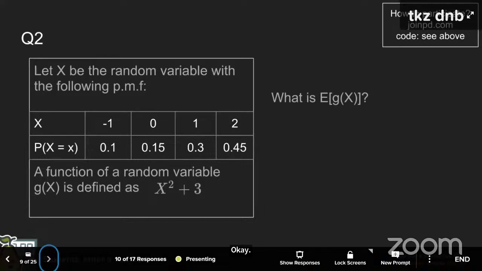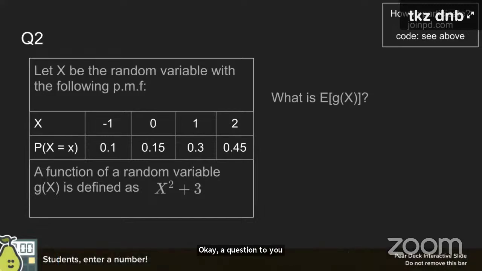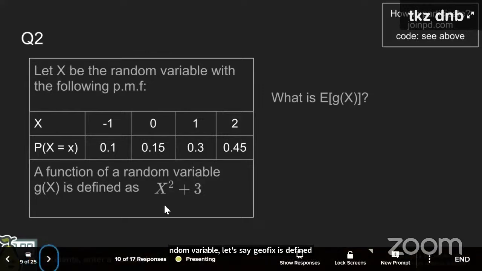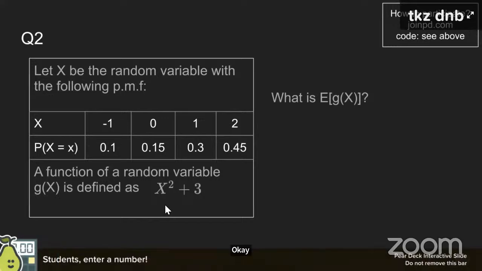Okay, question 2 you are asking, right? X is the random variable with given PMF. A function of the random variable, let's say g of x, is defined as x square plus 3. Okay. Actually, I got this, ma'am.